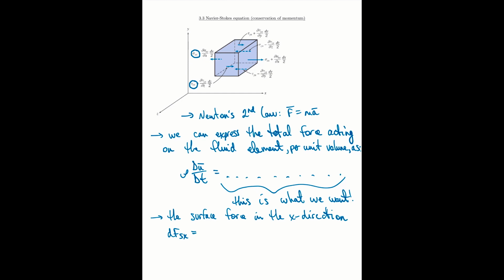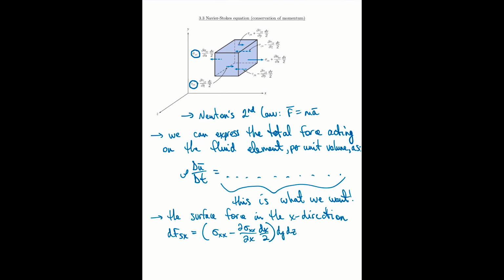So dFSX, differential surface force in the x direction. That's what that denotes. Let me try to write sort of small here. So we take the normal forces first, and we write out both the left face and the right face, and it's our Taylor series expansion, just like before, where we're half the distance from the center. Exactly the same idea, right?